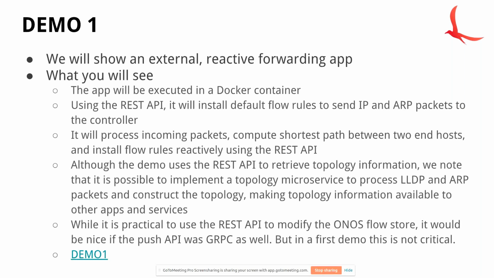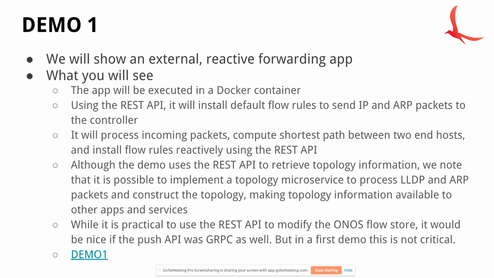In the first demo, I will show you an external reactive forwarding application, something very similar to what we have in ONOS now. The only difference is that the app will be executed outside of the controller in a Docker container. We also use REST API for installing flow rules and retrieving topology information. It accepts incoming packets, computes the shortest path, and then installs flow rules reactively using the REST API. Again, we are using the REST API for this application, but it's not a perfect option.